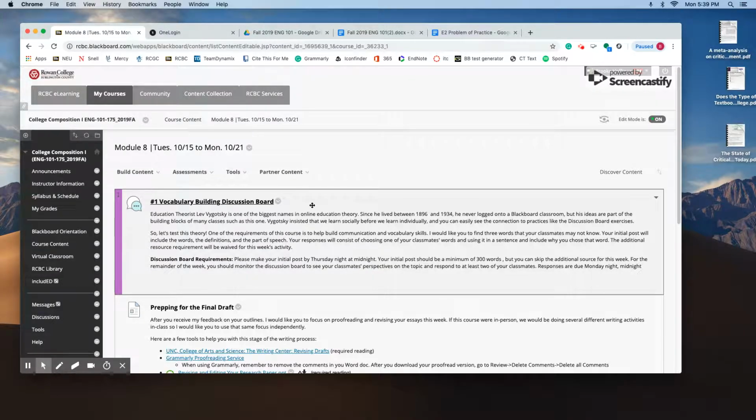For this week, we're going to be focusing on the essay, and I only have one smaller activity, a vocabulary building discussion board. One way to be a better writer is to have a bigger vocabulary or just a better vocabulary. So your goal this week is to go out and find 3 words that you don't think your classmates may know. You may already know them, or if you want to use tools like dictionary.com to find some unique words, go ahead and do that.